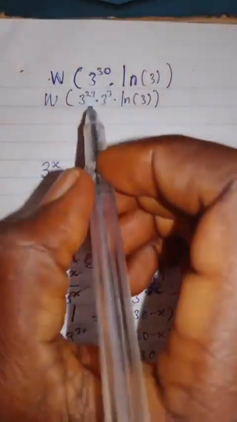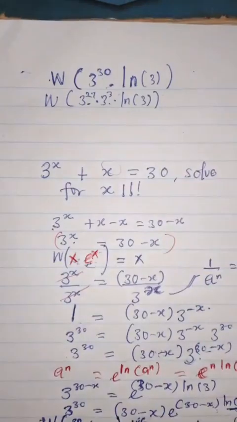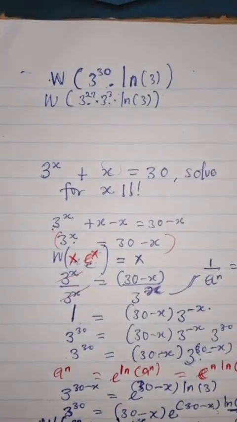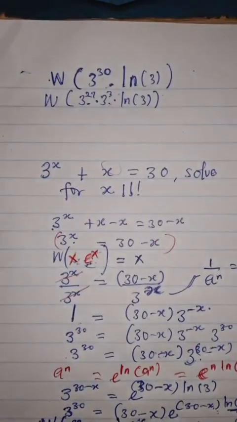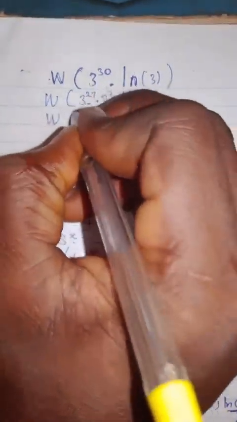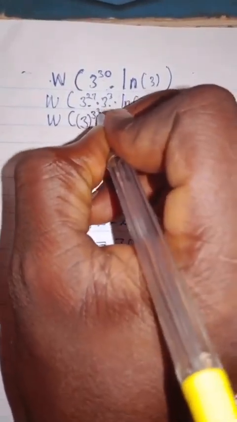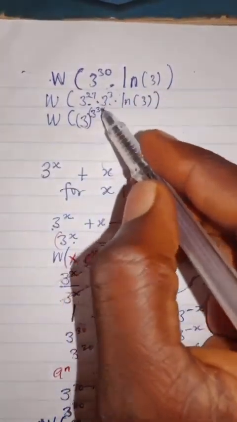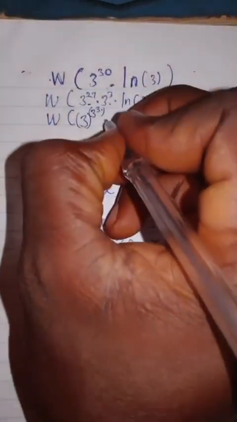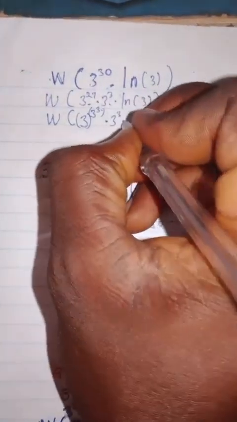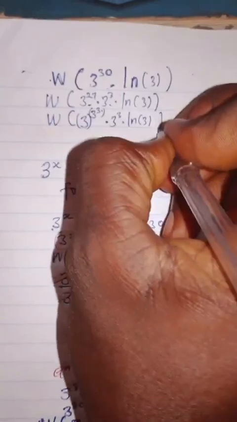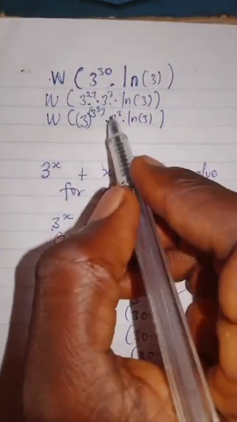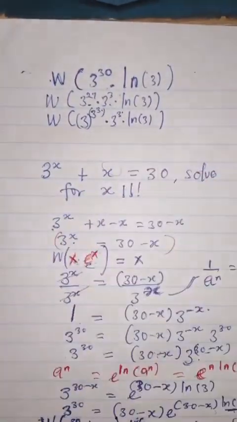Are you following me now? Because 3 raised to the power of 27 times 3 raised to the power of 3 will give us 3 raised to the power of 30. Okay, so now let's move on. We know that 27 is 3 raised to the power of 3. So this will be the Lambert W function of 3 raised to the power of 3 raised to the power of 3, because 3 raised to the power of 3 gives us 27, then multiplied by 3 raised to the power of 3 multiplied by natural log of 3. Then we can see that this is 3 raised to the power of 3 here, and this is 3 raised to the power of 3 here.